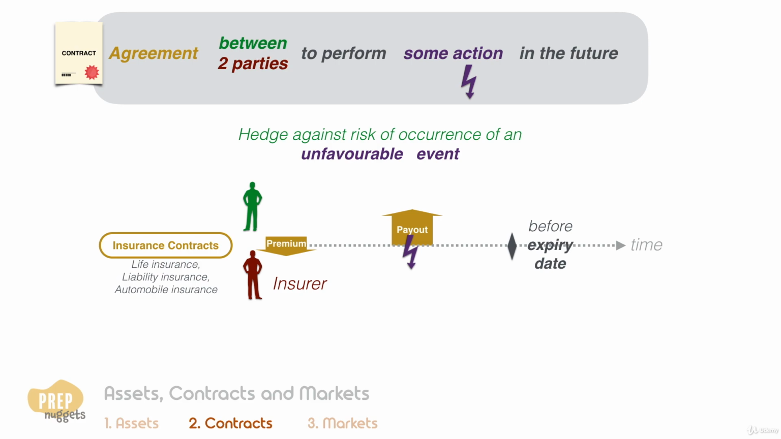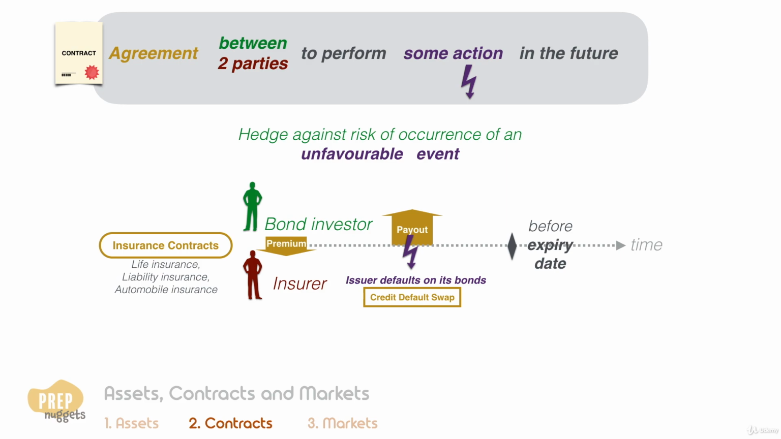Some insurance contracts can be traded to other parties. One such example is a credit default swap. A credit default swap makes a payment if an issuer defaults on its bonds. They can be used by bond investors to hedge default risk.